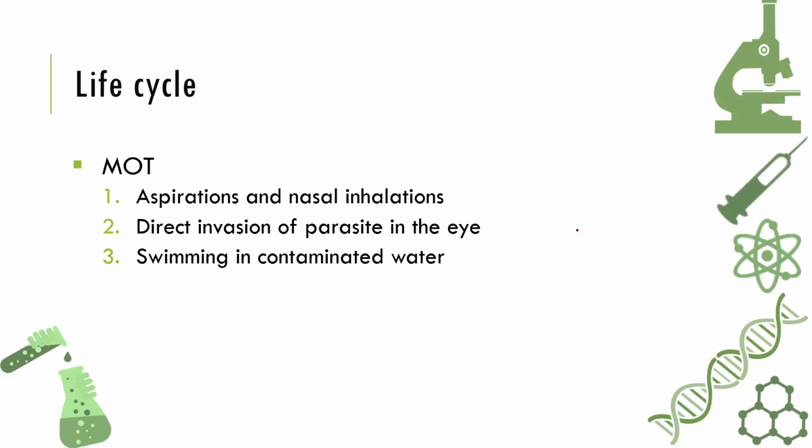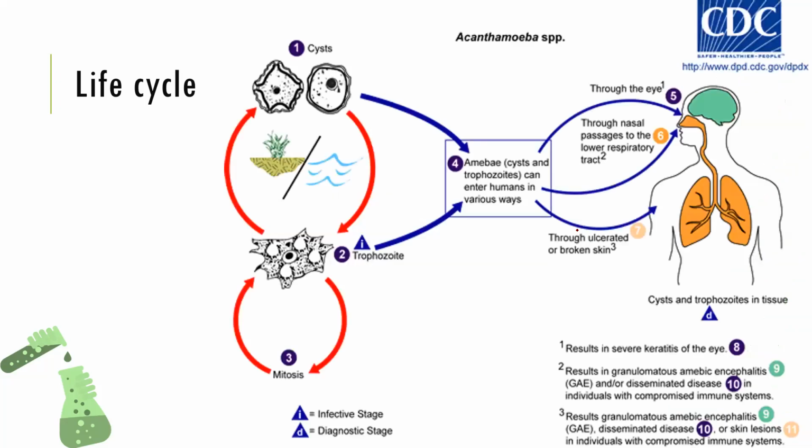Again, remember that the life cycle includes the aspiration of nasal inhalations and direct invasion of the parasite to the eye, as well as swimming in contaminated water. So from cystic stage to trophozoite stage, mitosis occurs for division. Trophozoite stage is also the infective stage of our Naegleria fowleri and Acanthamoeba species. Earlier, for Entamoeba histolytica, it was the cystic stage. For Acanthamoeba and Naegleria, the infective stage is the trophozoite.